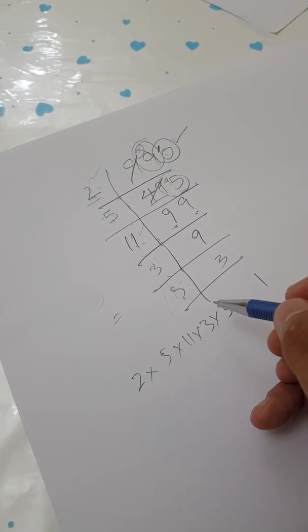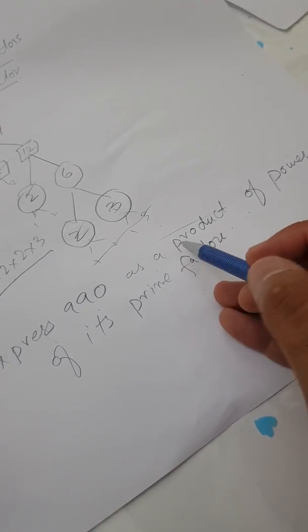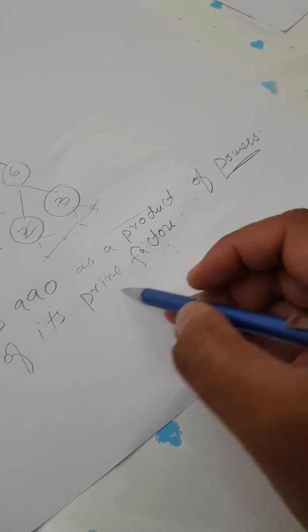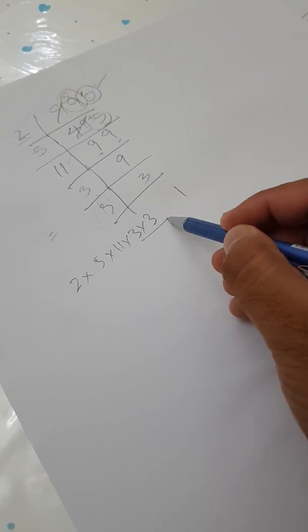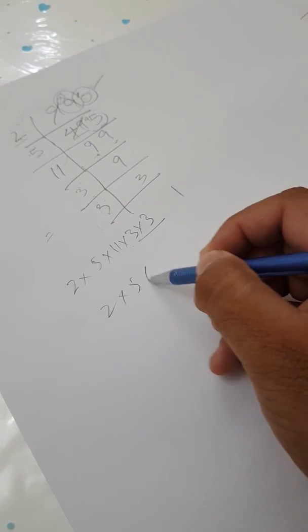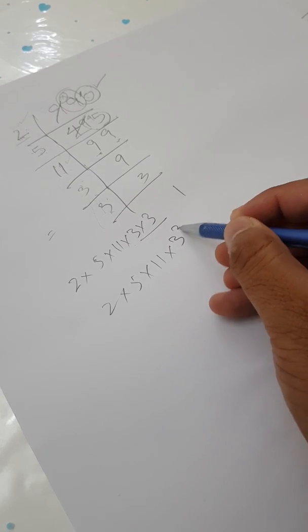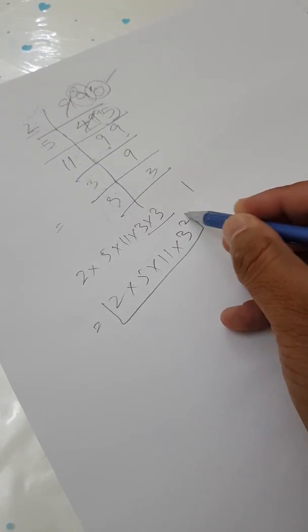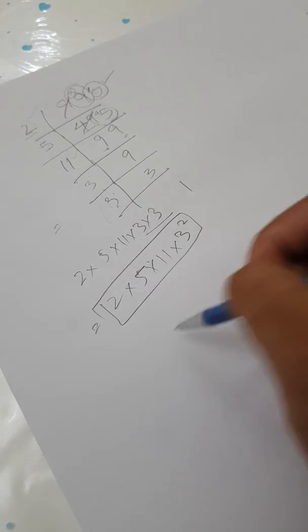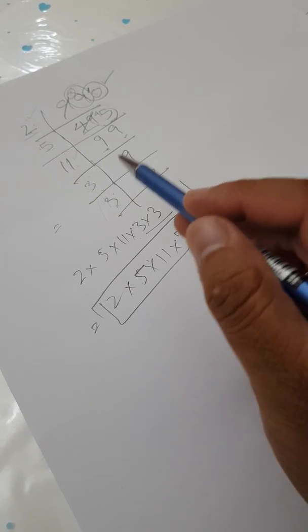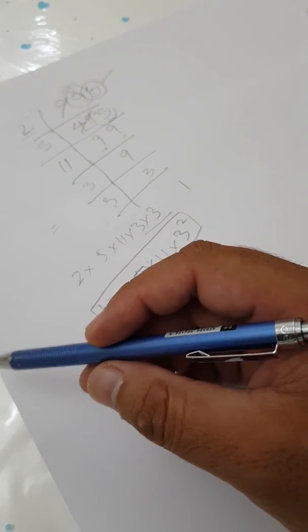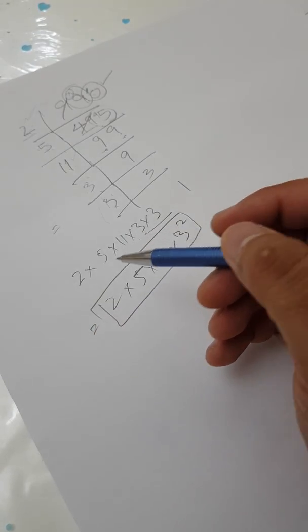Now I'll get back to the question. Here it says as a product of powers of its prime factors. So what I will do here, instead of writing 3 times 3, I will write 2 times 5 times 11 times 3 square. So this is my answer. I hope you understand the topic. This is the grid division, and the one that we did earlier was the tree division, tree factorization.